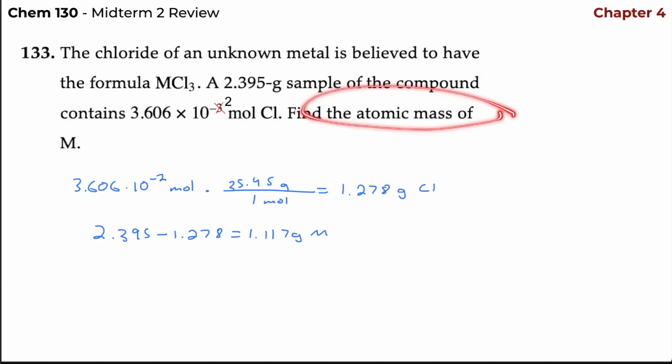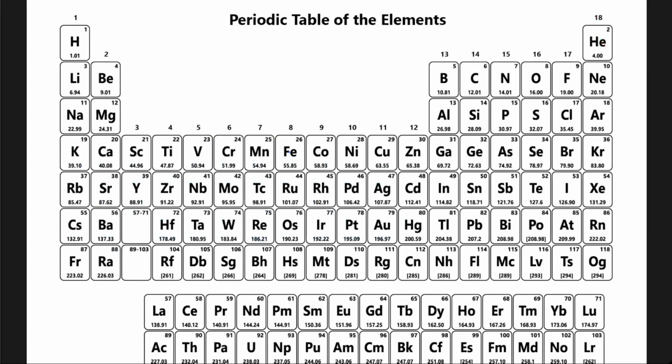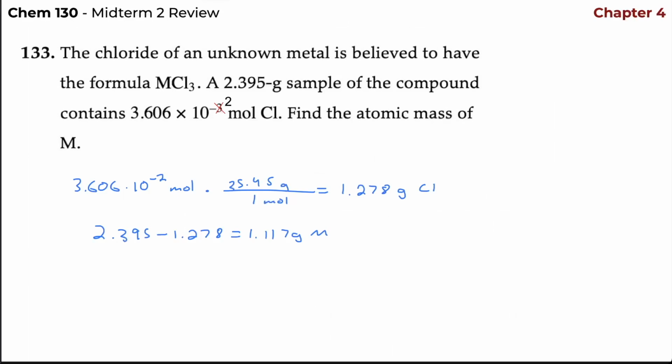All right. So we're trying to find the atomic mass of M, which is basically what the atomic mass would be on the periodic table. We don't really know what M is, but what is the equation? We have to do a bit of algebra. We have the grams of M, 1.117 grams. How do we reach that number? We take the moles of M and multiply it by the atomic mass of M, which is what we're trying to find, X.